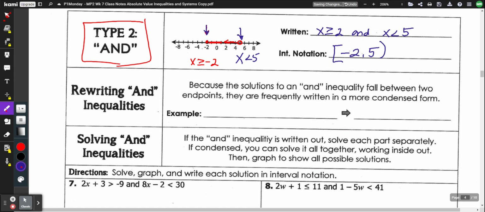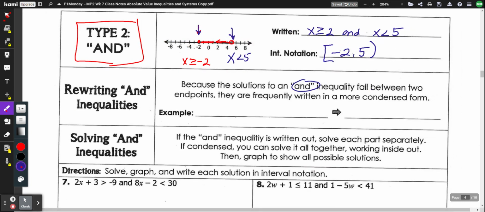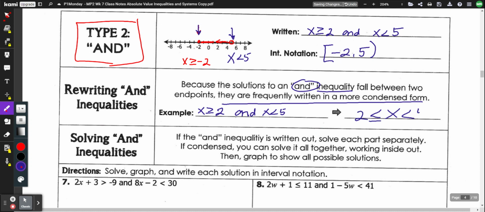And that's it. Because the solutions to an and inequality fall between two endpoints, we usually write them in a different form. So remember, the example was we had two inequalities. X is greater than or equal to -2, and x is less than 5. So what we can do is write x in the middle, and then write two less than inequalities: x is greater than or equal to -2, but less than 5.